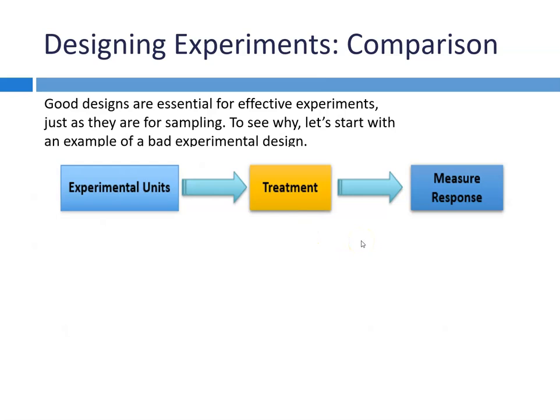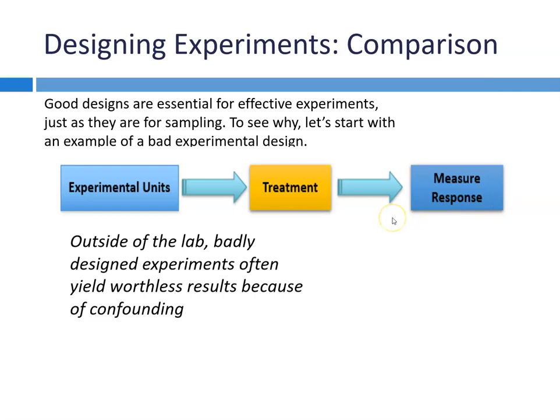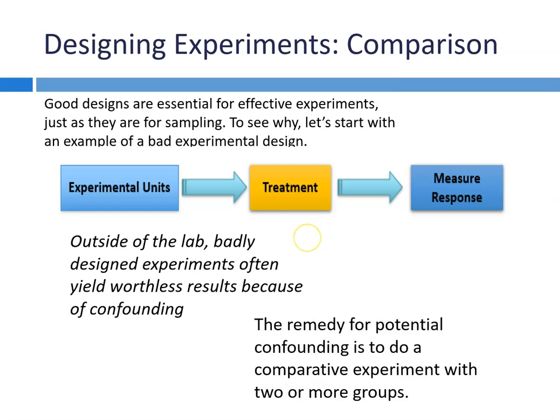In experiments, good designs are essential, right? If we want the experiments to be effective, just as they are for sampling. To see why, let's start with an example of a bad experimental design. So this is kind of what I explained in the caffeine one that I just posed. We start with our units, we apply a treatment, and then we measure a response. Unfortunately for us, outside of the lab, badly designed experiments often yield worthless results because of this idea of confounding.